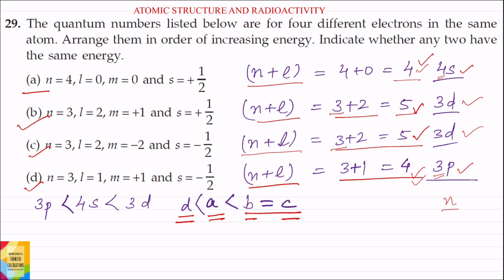Now from the quantum numbers, A designates 4s orbital, B designates 3d orbital, C designates 3d orbital, and D designates 3p orbital.